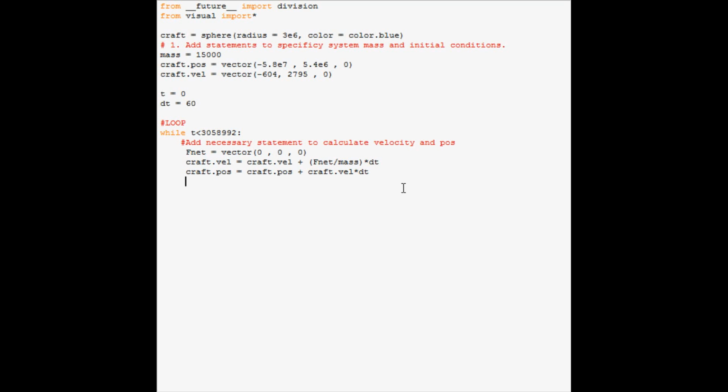And the last thing we have to do is increment the loop. We need to code the progression of time, and the way we do that is t equals t plus dt. That essentially allows time to go on. It increments the time, and when t reaches 305 whatever something, it's going to end the loop. So there you go. That's A and B, and I hope that helped.